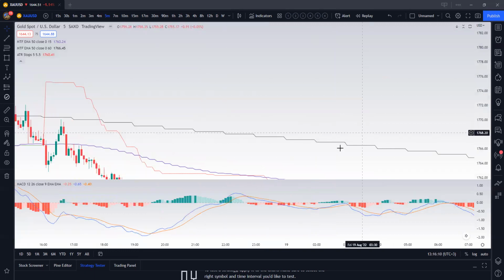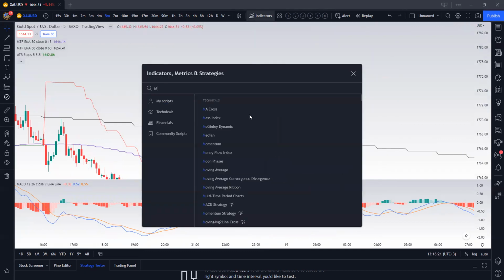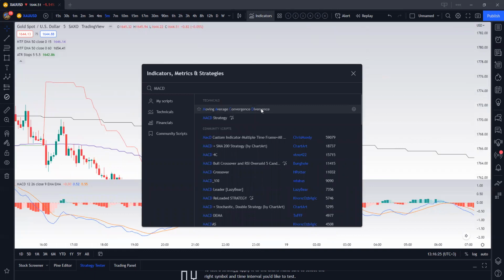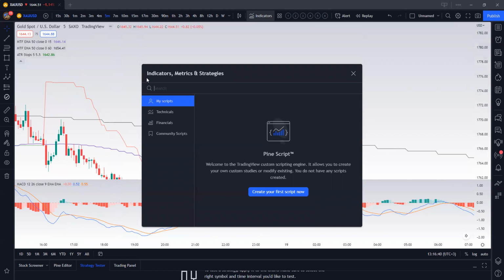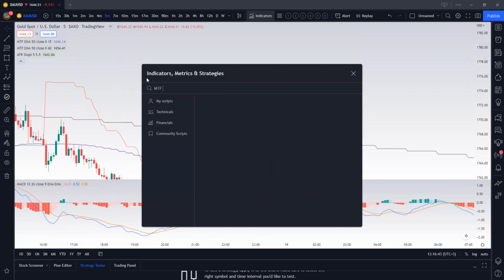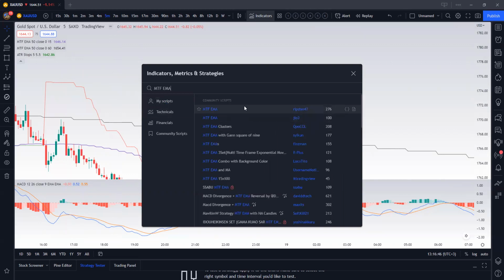The first thing that you need to understand is how to plot the indicator. So we go to indicators, search for MACD, and put this MACD right here. This is the normal MACD that is found on TradingView. Then we go to the indicators again and plot the MTF EMA. You're going to find it right here. You'll double click, so you'll click once and twice.